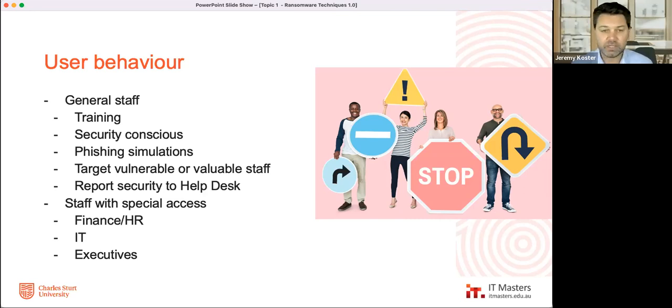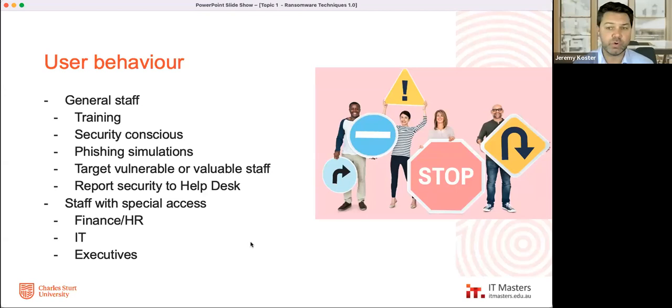The staff with special access, finance and HR, have access to gobs of data. We want them to be particularly trained on transfers or requests for payroll changes, so they have special training. IT, obviously, because they can impact the entire organization with their IT access, and then executives are enabled to authorize transfers, so they need to have some sort of training as well. So we look out for those groups that have special access or special privileges.